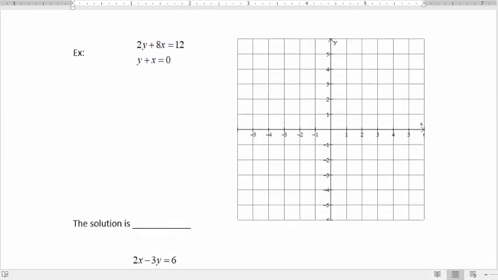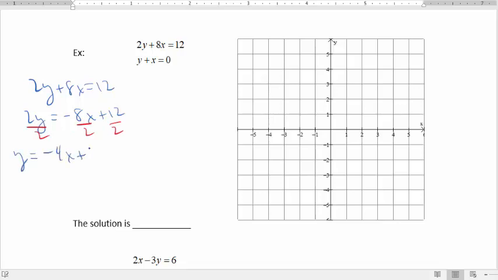Okay, so then here's another one. Now the difference with this one is the lines aren't in the y equals mx plus b form, so I will get them in that form first. So if I take this and subtract 8x, I would get 2y equals negative 8x plus 12, and then I would divide everything by 2. So I'm going to end up with y equals negative 4x plus 6. So the slope is negative 4 over 1, and the y-intercept is 6.